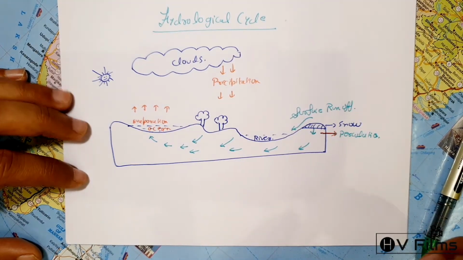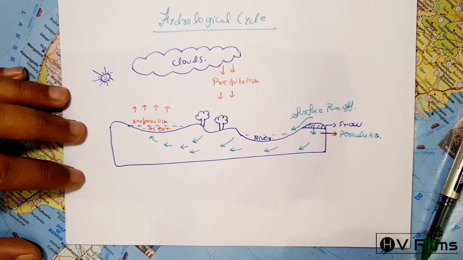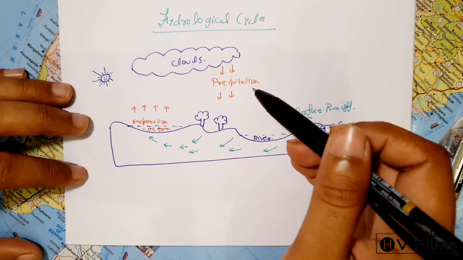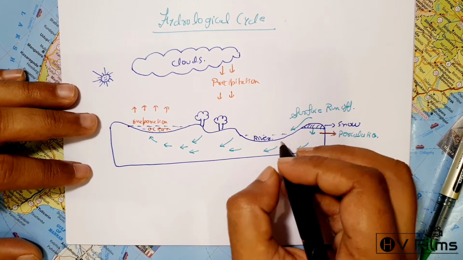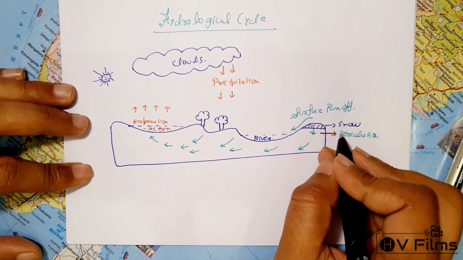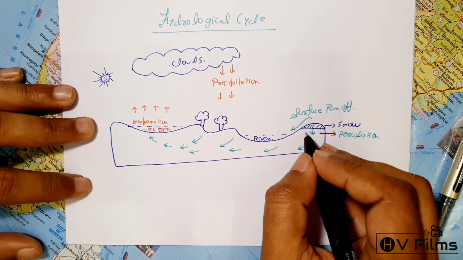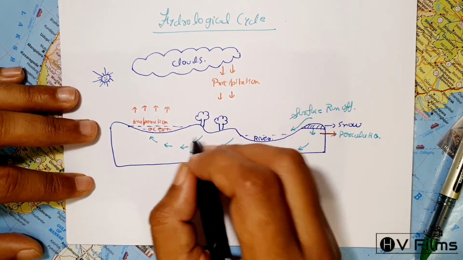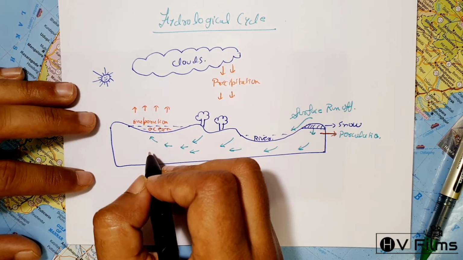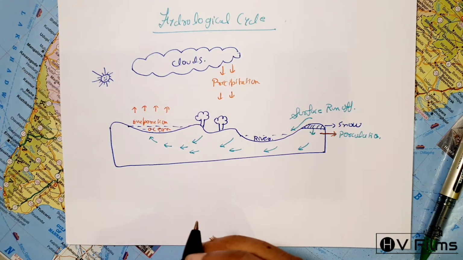So the hydrological cycle is pretty much clear and simple: the cloud will precipitate, it will fill the river, and from the river it will recharge the groundwater. From the snow the percolation happens, and the groundwater reaches a certain level and it will transfer back to the evaporation, to the ocean, because it always reaches the base level.